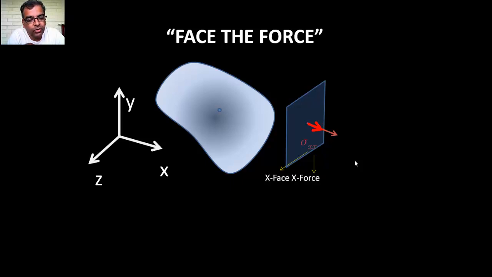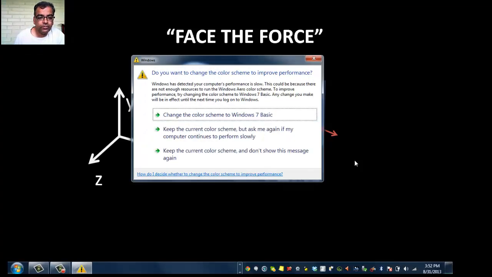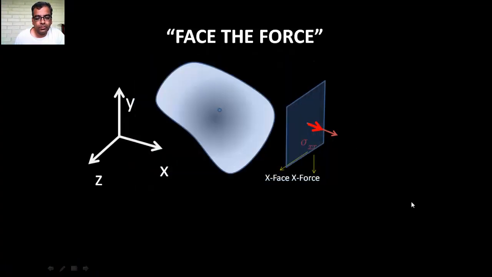So if you remember face, the force, it's easy. The first x refers to the normal to the face. The second x refers to the direction of the force. So if I do the other way, this way, can you see the face is still the x face, so it is still called sigma x. The force is in the y direction, so it is called sigma xy. So sigma xy: x face, y force. So if I put sigma zx, it will be z face, x force.